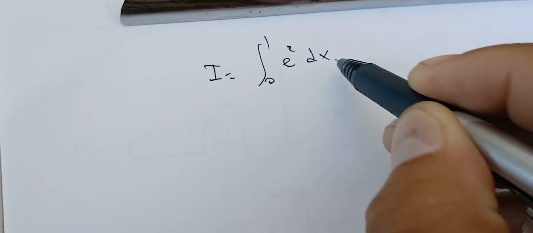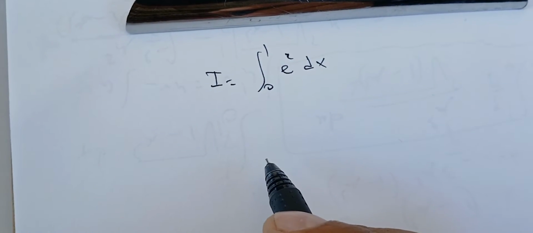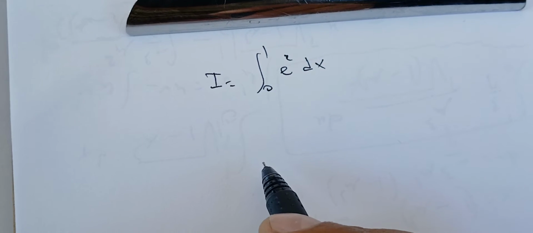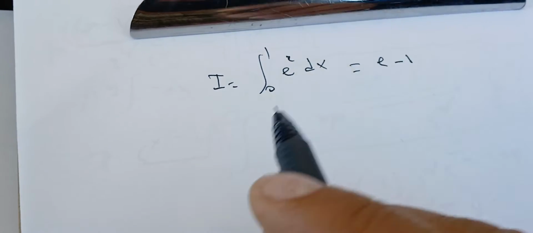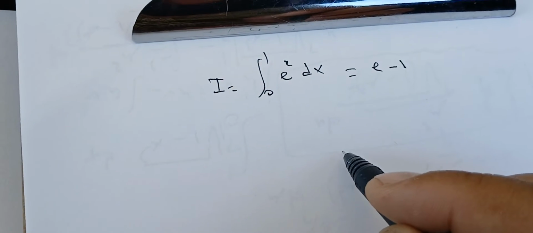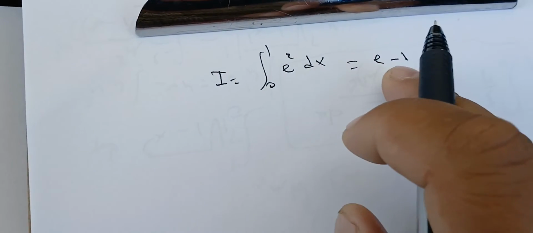In this video, we're going to continue the second part of computing the following integral: the exponential of x between 0 and 1. We have said that this value is equal to e minus 1. We used the left Riemann sum and we proved that it's equal to e minus 1.